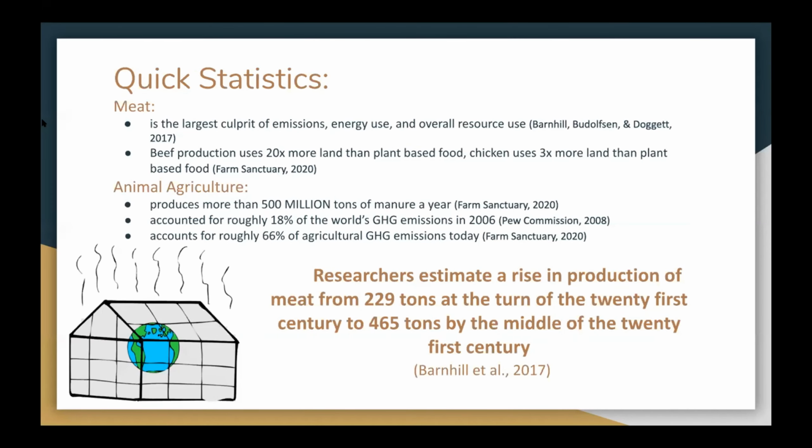So here are some quick statistics for you guys. These come from a couple of different sources, both textbooks that I have, as well as some sources that my group members found. Let's talk about how meat is the largest culprit of emissions, energy use, and overall resource use in the world and in our country.